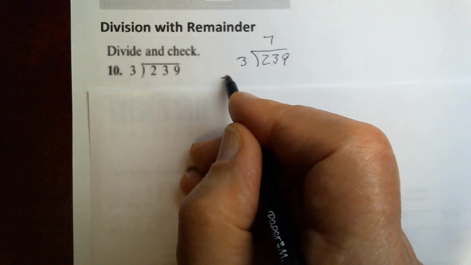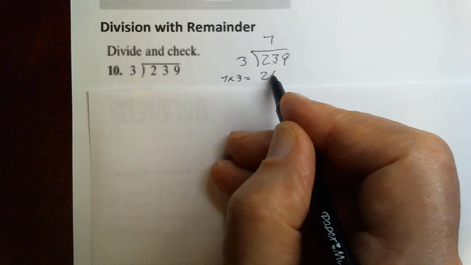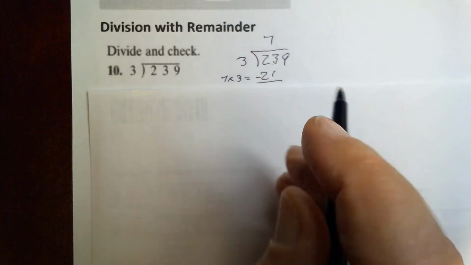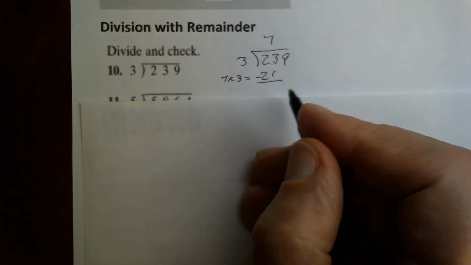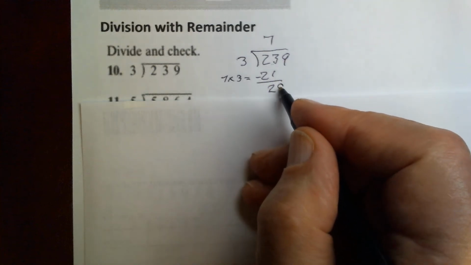So we multiply 7 times 3. That's equal to 21. So with a minus sign. And so then 3 minus 1 is 2. And 2 minus 2 is 0. We bring down the 9.